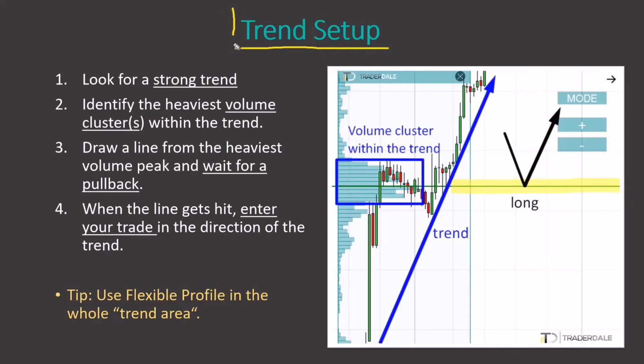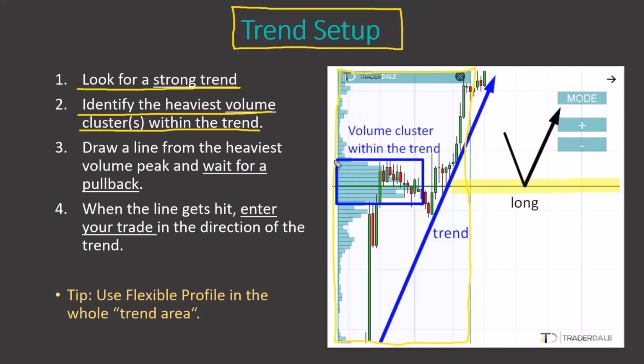It is called the trend setup. It's a very original name because you use this setup when there's a trend. And the concrete steps are, first, you look for a strong trend. Like in the picture, there is a strong trend. What you do next is that you use the flexible volume profile to identify the heaviest volume clusters within the trend.